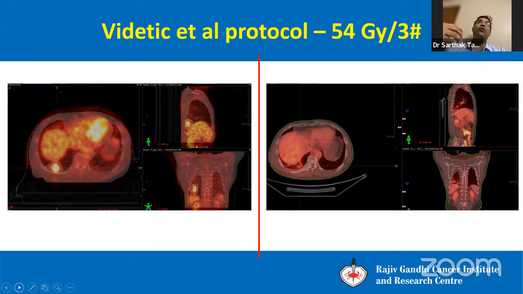So my point of showing this patient was that you need to wait. Don't base your response or your recurrence definitions on an early post-SABR PET scan. You can wait up to 6 months to actually label a patient with recurrence or residual disease. Obviously, the radiological progression has to be taken into account.